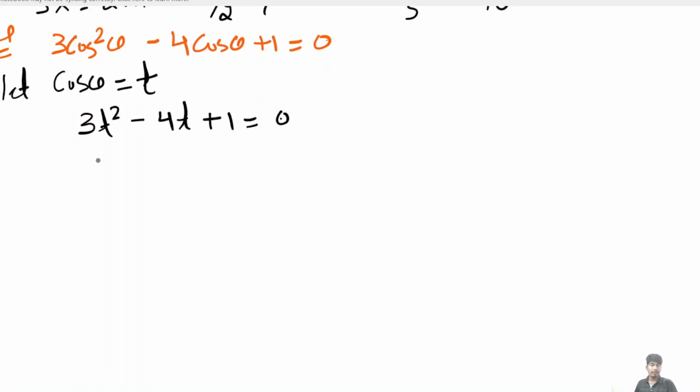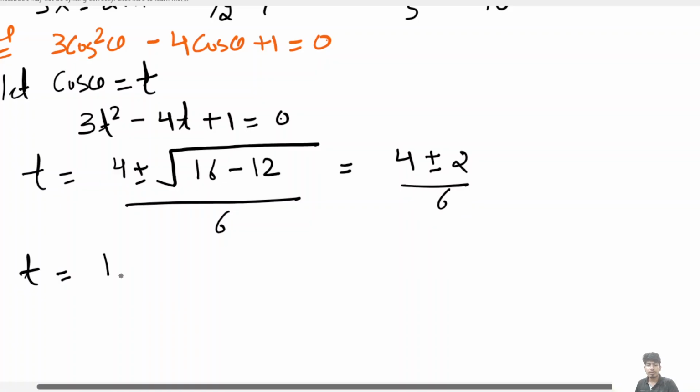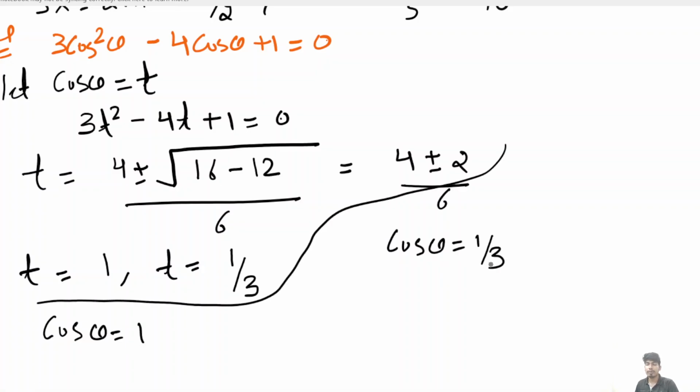Then what are the possible values of t? t can be minus b, that means 4, plus minus under the root of b square minus 4ac, that is 12, upon 2a, which means 6. This becomes 4 plus minus 2 upon 6. Then t can be (4 plus 2) upon 6, this is 1, and t can be (4 minus 2) upon 6, which is 1 upon 3. Then cos theta can be 1 and cos theta can be 1 upon 3.